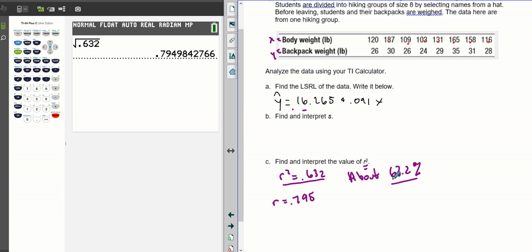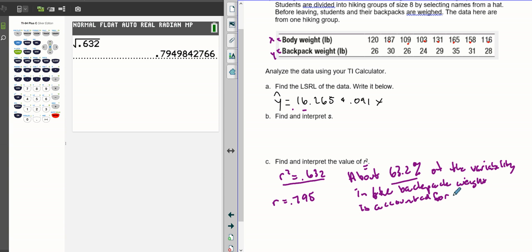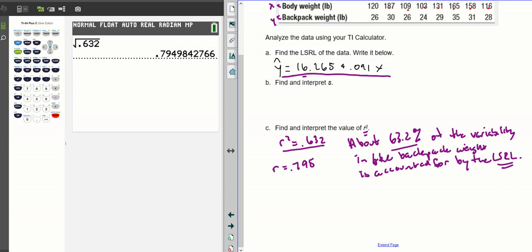It's really a percentage. About 63.2% of the variation or variability in our output, in the backpack weight, is accounted for by the least squares regression line, and that's what we know. So about 63.2% of the variability in the backpack weight is accounted for by the least squares regression line, which is located right here.